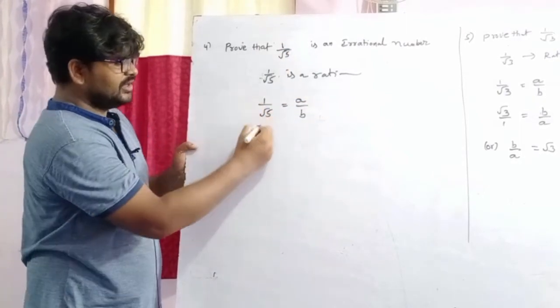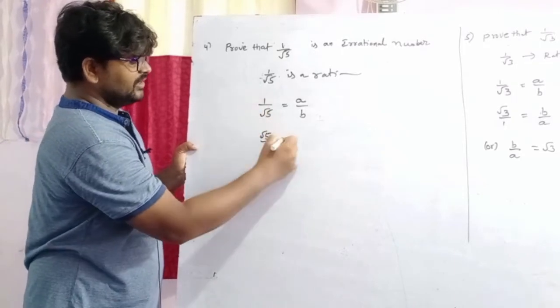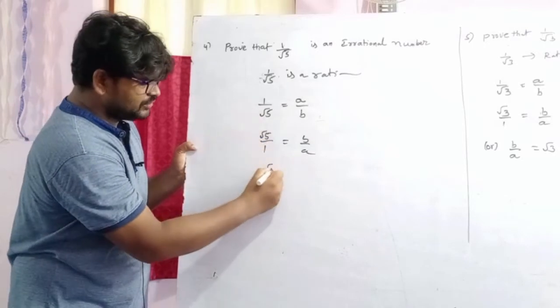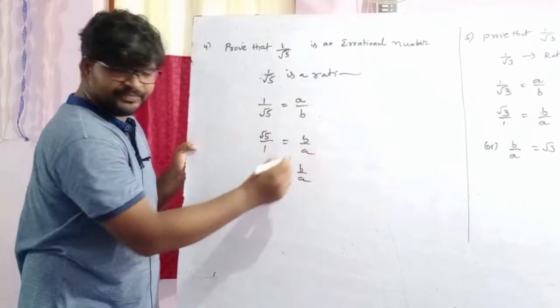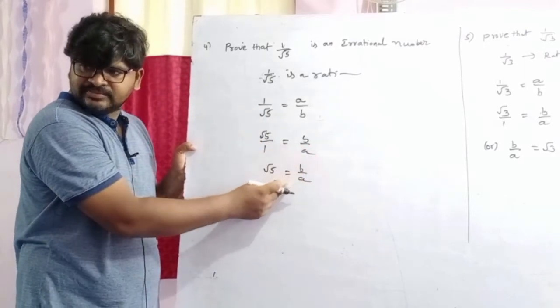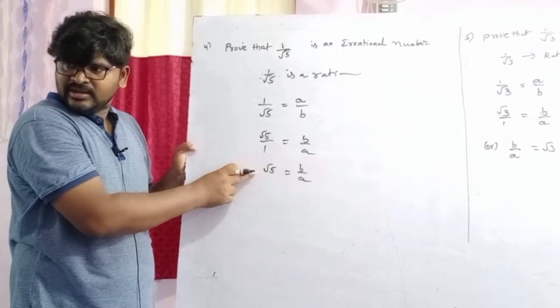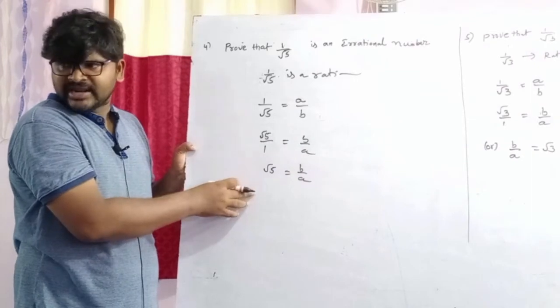Taking reciprocals, root 5 by 1 equals b by a, so root 5 equals b by a. Since a and b are integers, b by a is a rational number. That's why root 5 is also rational. But we already proved root 5 is not a rational number.